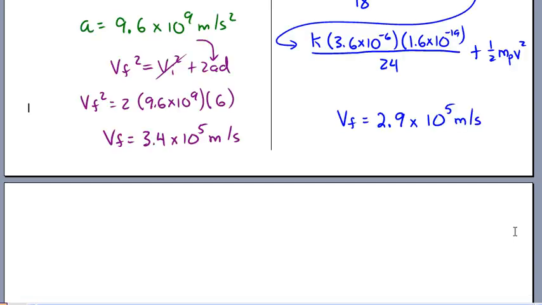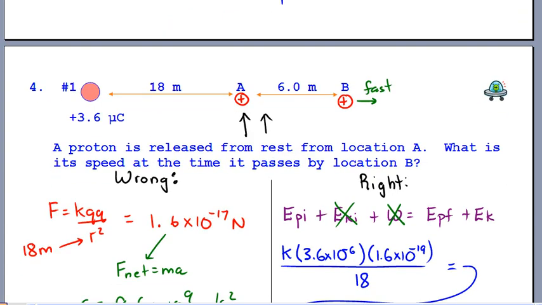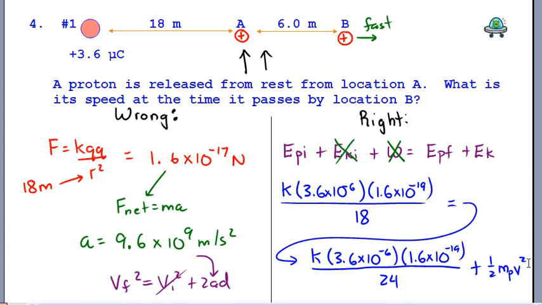And I just want to go back actually and take a quick look at example number 4 and just highlight one little issue here that we did talk about in the video. The reason why we can't just do straight up forces and kinematics is because the force changes as this proton is moving from location A over to location B. Even as it moves a few millimeters, we're already going to be farther away and the force changes, so we have to go with an energy method, but then the energy method actually works very, very well.